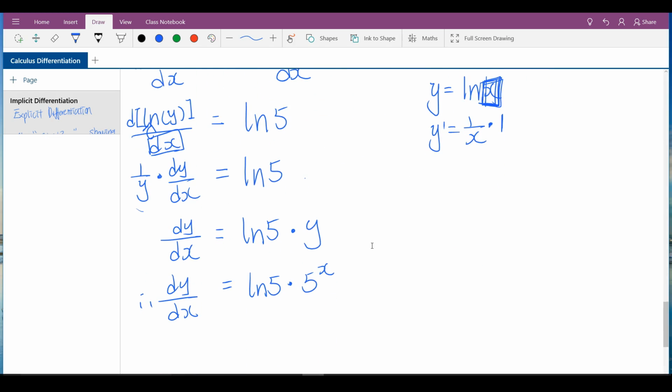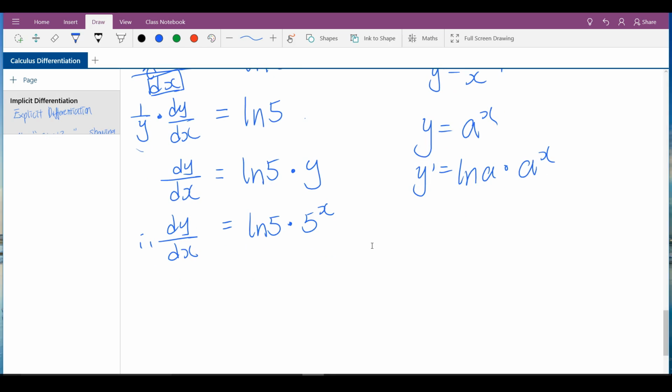Okay, let's just put it this way. If I follow that particular rule, all right, let's write down the rule again. So it's y equal to a to the power of x, y dash is equal to ln a multiplied by a^x, right? So what happens if I give you this particular number? What happens if we are trying to find, let's say, the derivative of 7^(x squared)? All right, following that particular rule, do you get this?